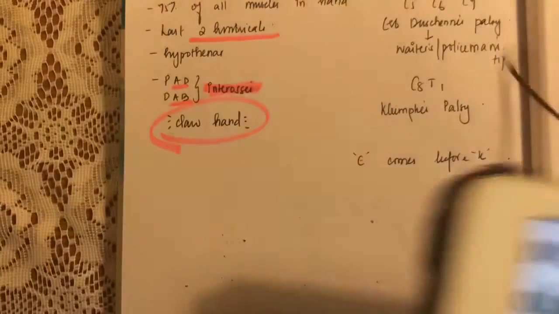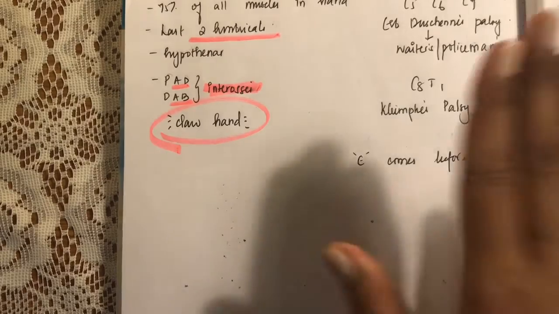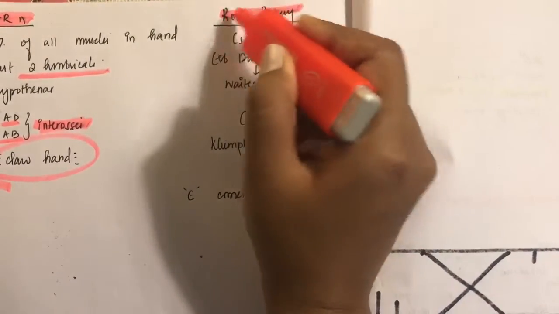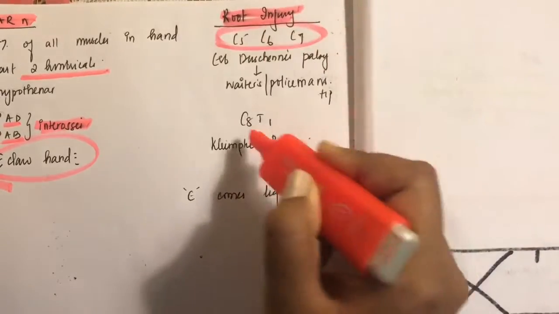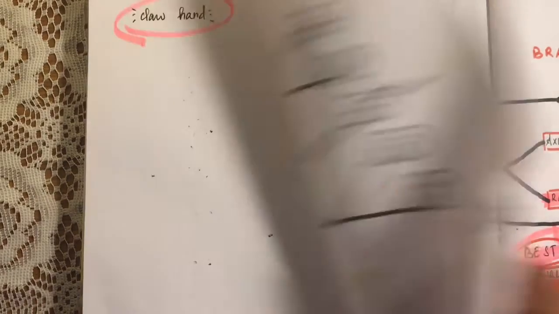A little bit about the root injuries. I'm not going into detail. I'll make a different video if time permits. Whenever there's a root injury at C5, C6, C7, it can happen every time.